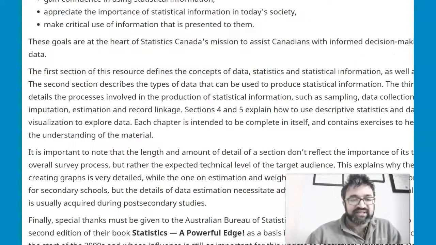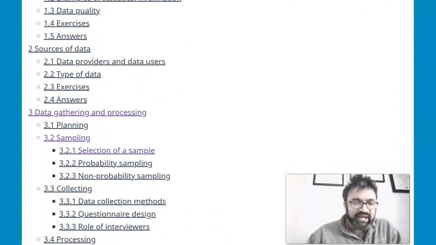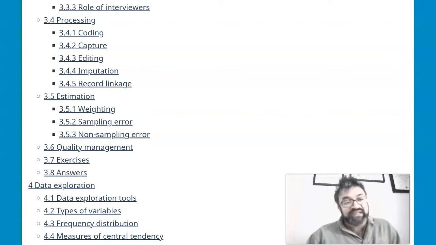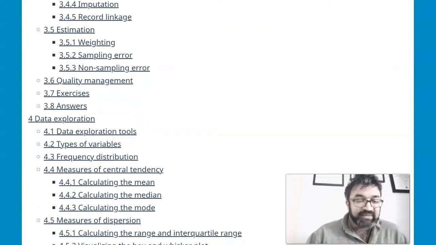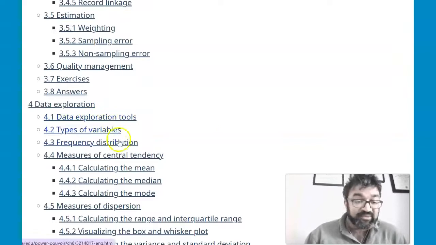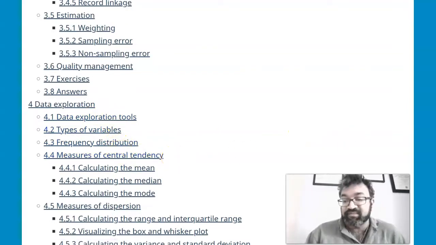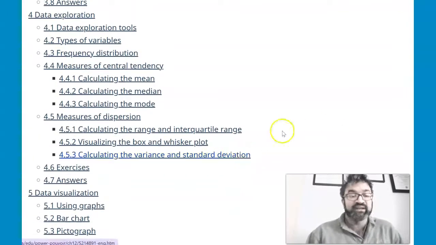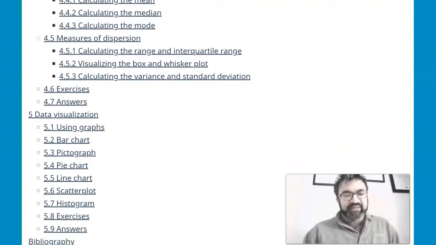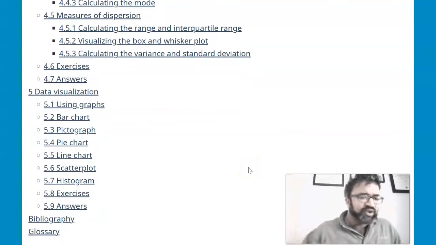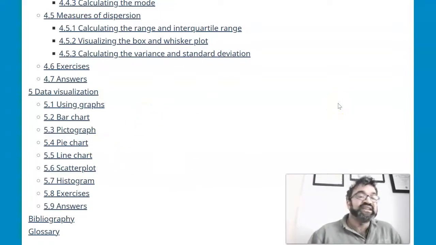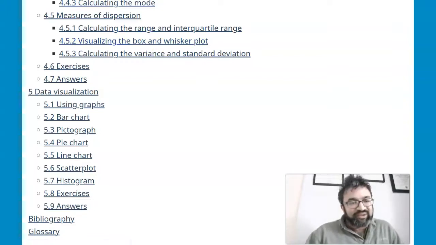You can explore this book way more in depth. Here are all the topics; I'm scrolling down through them really quickly. Even measures of central tendency, data exploration. This goes into some really nice statistics. Measures of dispersion. Variance is very important. But then going into the visualization: bar charts, pictographs, pie charts, line graphs, etc. So definitely explore this, take some time, and try to learn some of the concepts.